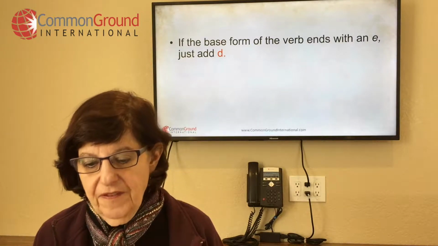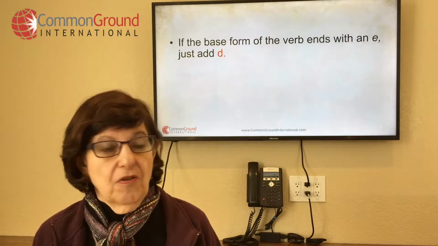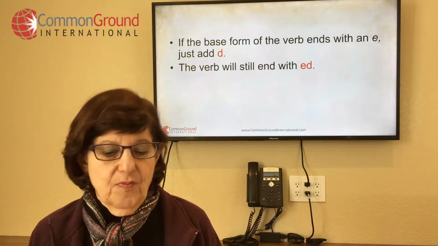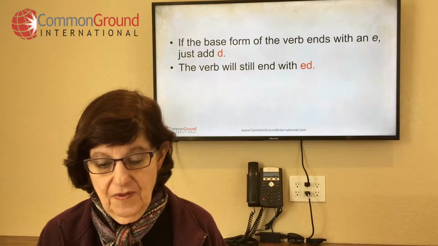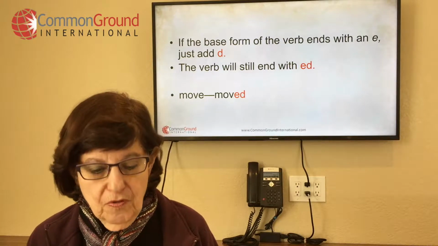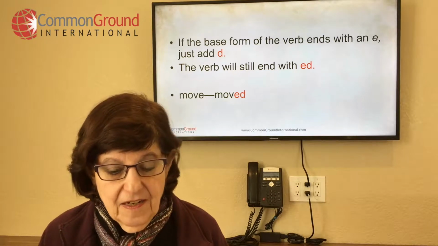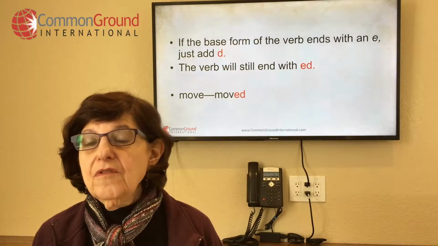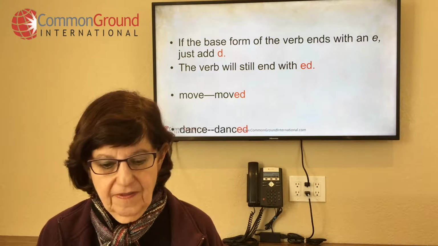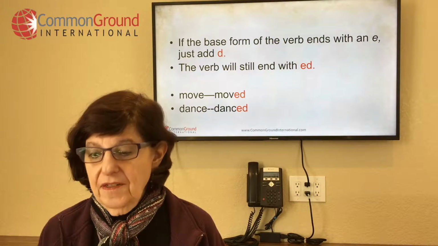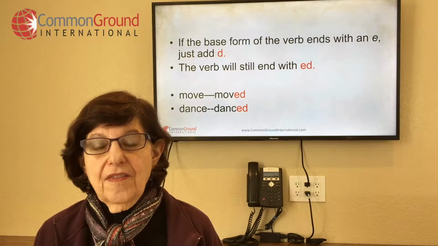If the base form of the verb ends with an e, you already have the e, all you do is add d. And the verb will still end up ending with ed. For example, move. You just add d and it becomes moved. We moved to a new house last year. Dance becomes danced. We danced till the very late hours of the night.